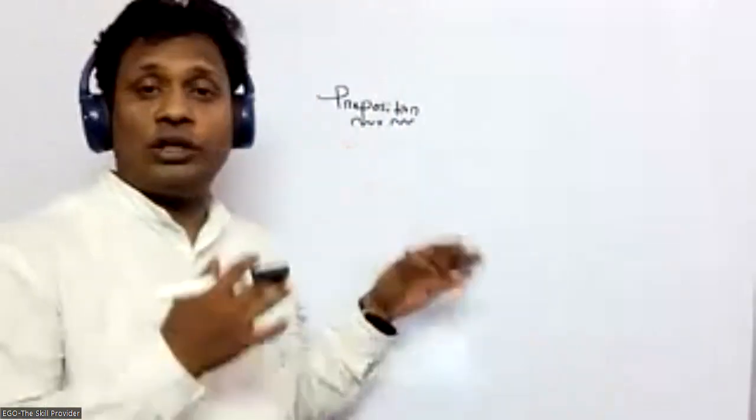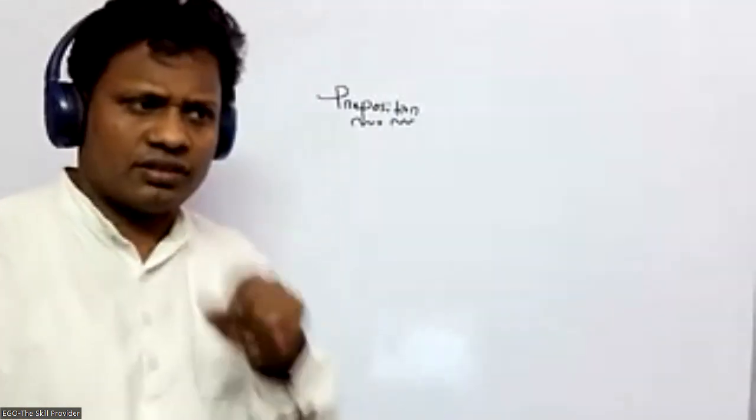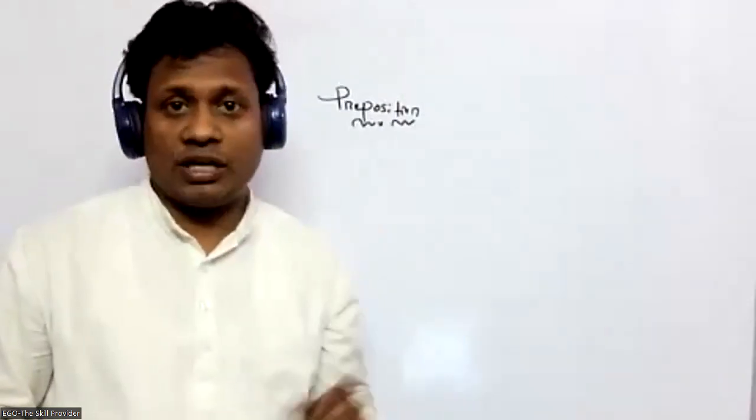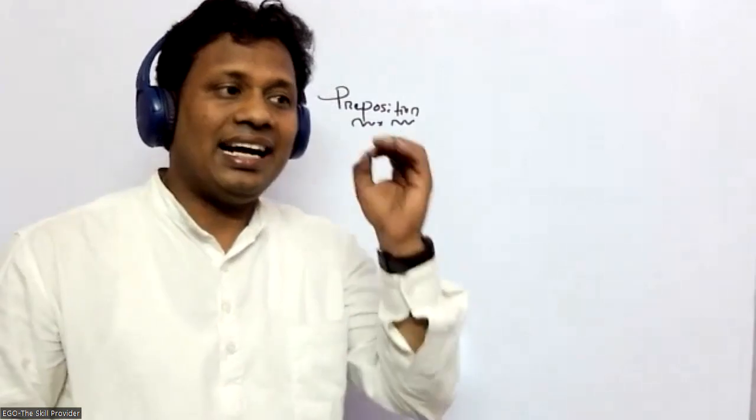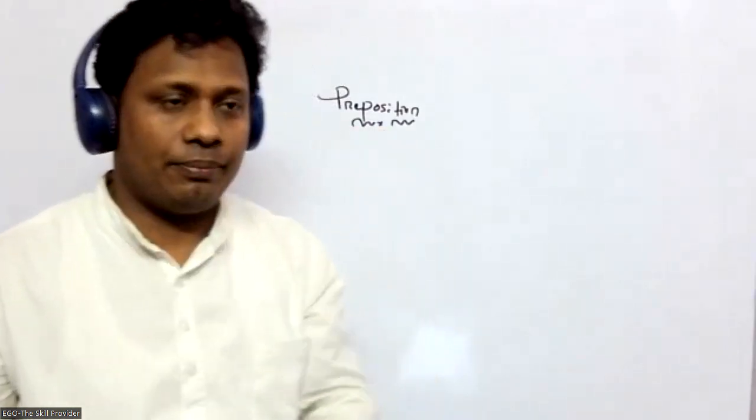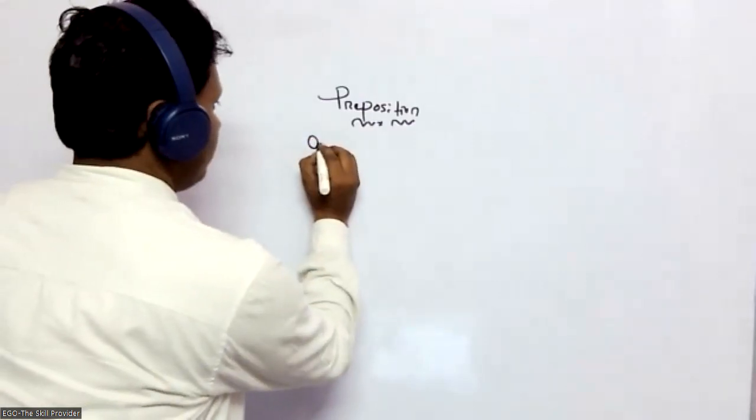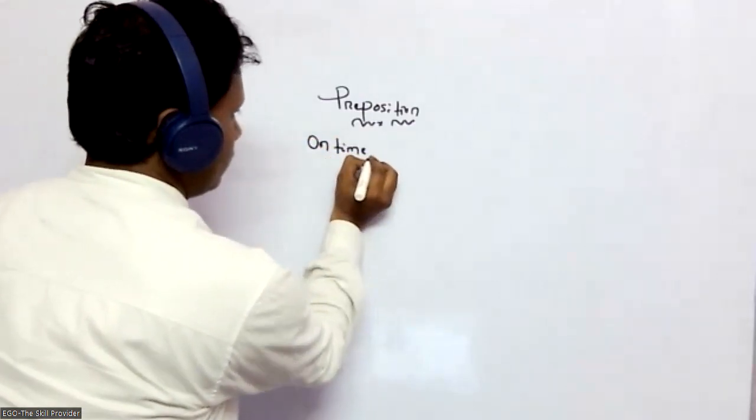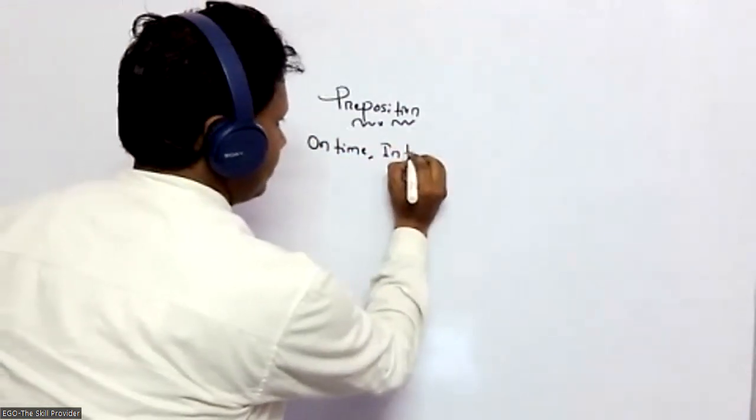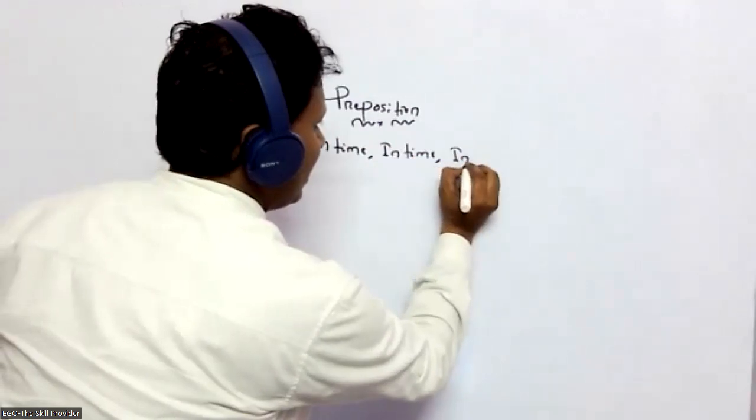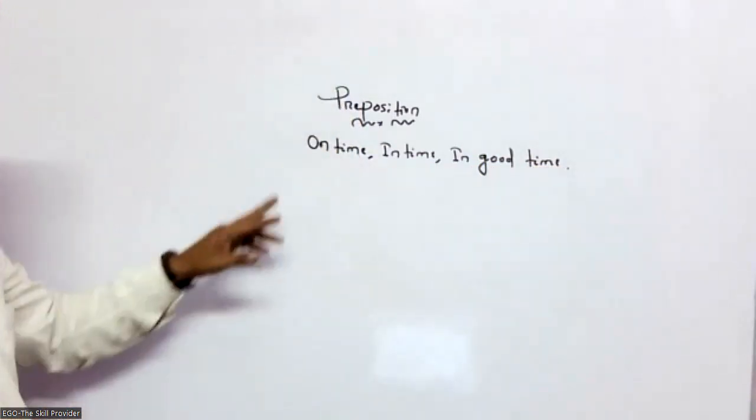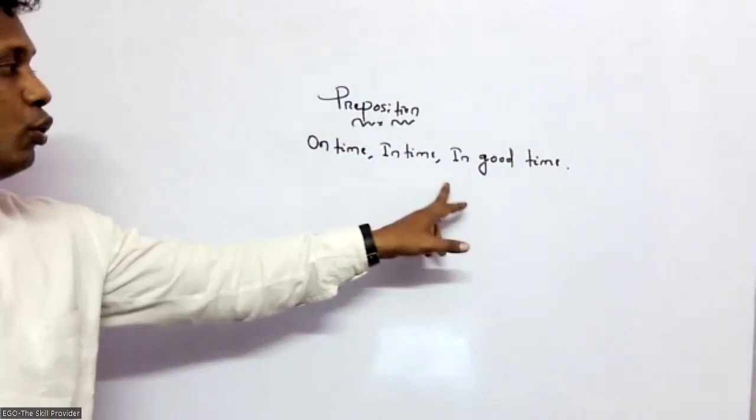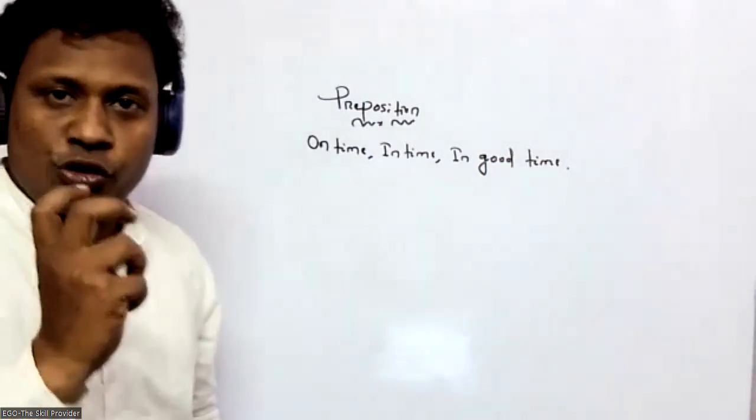But today, this is, I think, the third class of preposition, and it's a very powerful thing. I'm going to teach you today the difference between on and onto, in and into, and in time, on time, in good time. So let's learn something called on time, something called in time, something called in good time. On time, in time, in good time. These are three different prepositions.